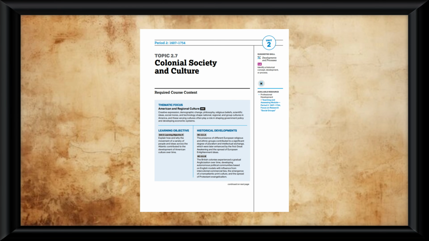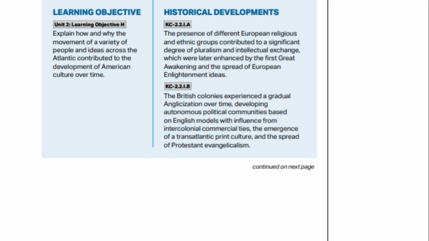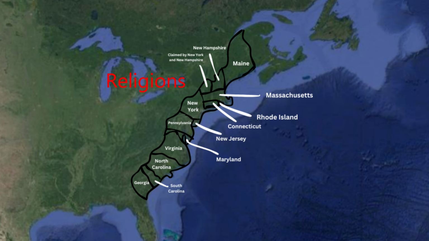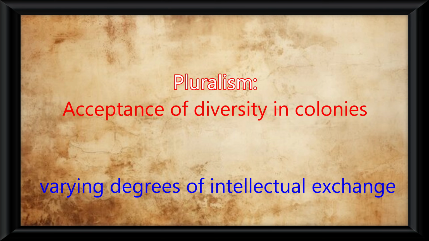In topic 2.7, we move away from the connotation of slavery and talk about other societies' cultures. The fact is, in all European colonies, there existed lots of different religions and ethnic groups, causing acceptance of diversity in the colonies, and the word for that is pluralism, along with varying degrees of intellectual exchange.